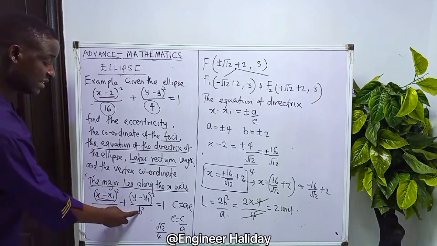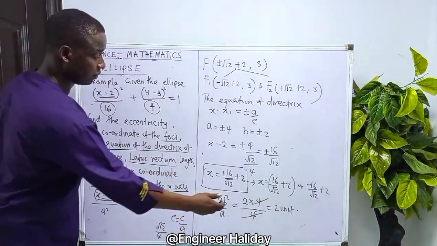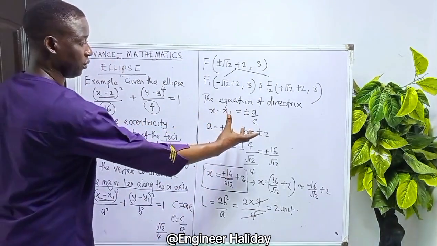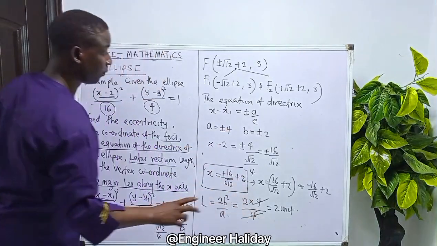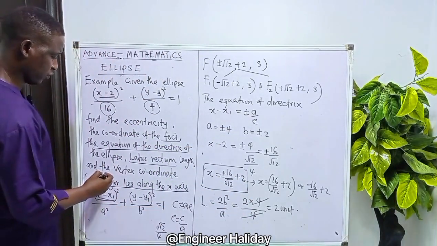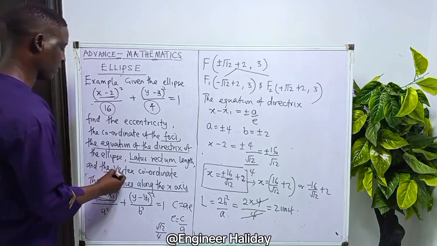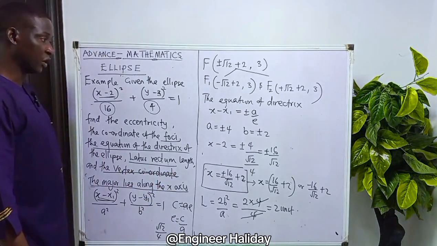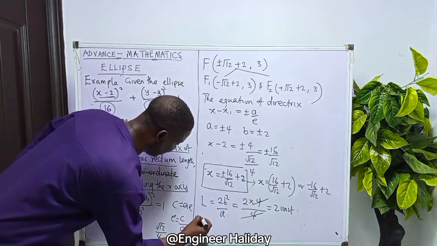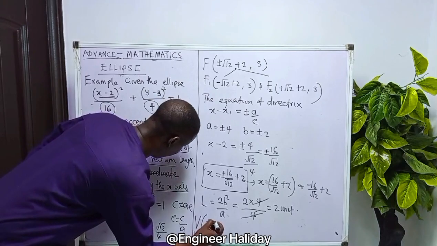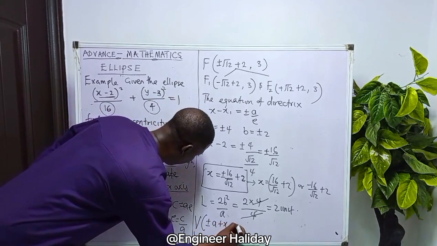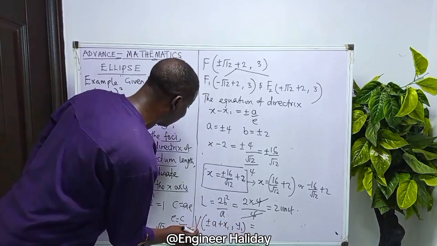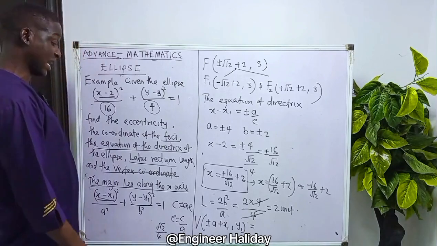Don't forget b squared is this one, which is 4. Then a, we have solved a before. a is 4. So just put it there. Now the next one is what? The last one, which is the vertex of the coordinate. The vertex is equal to plus or minus a plus x1, comma y1. That is the formula because it lies on the x-axis.